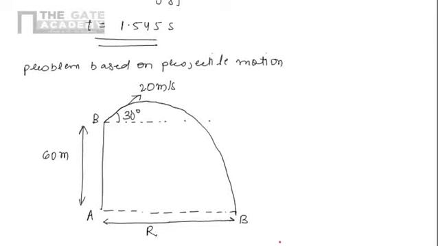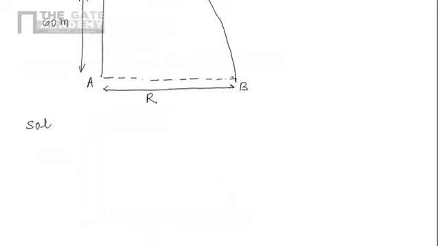I am again repeating the problem. A ball is projected from the top of the tower, having the height 60 meter. The ball is projected with the velocity 20 meter per second, making an angle 30 degree with the horizontal, and this ball will touch the ground at the point B. Now we are interested in this distance R. So now see how we can solve this problem.